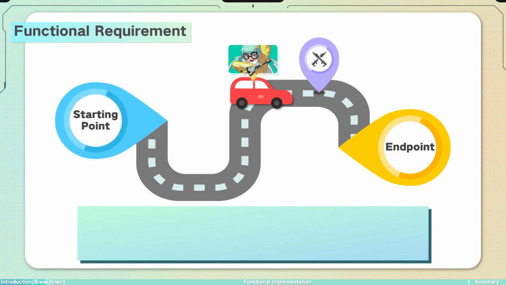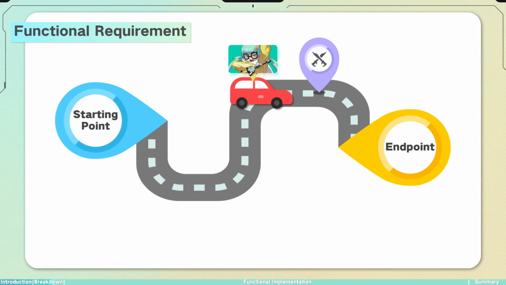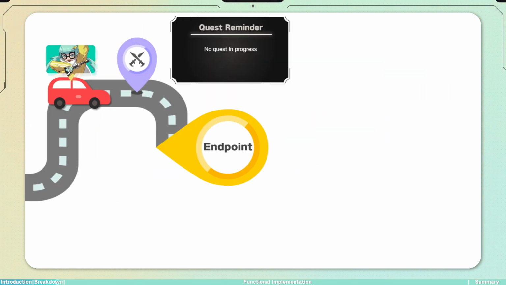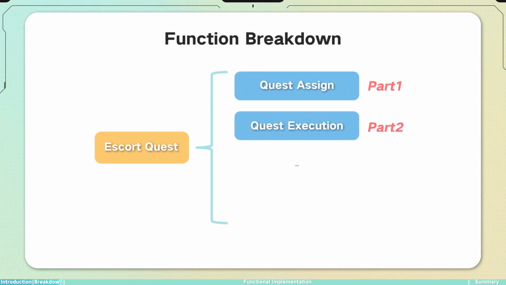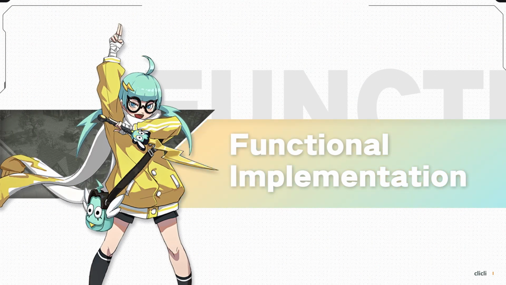Therefore, we need to achieve these functions: reset the quest when the car is destroyed, spawn enemies when the car arrives at a specific area, and complete the quest when the car arrives at the endpoint. Lastly, in order for players to be able to track the progress of the quest, we need a UI to display the quest's detailed information at every stage throughout the quest. According to our needs, we can break down the functions into 4 parts: quest assign, quest execution, quest result, and UI optimization. Now, let's see how to achieve these functions.